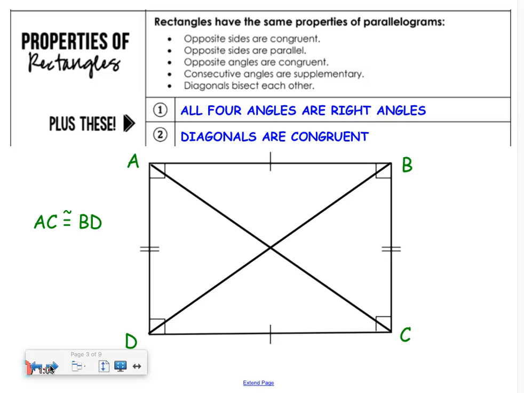All 4 angles are right angles, so those corner angles are 90 degrees. And now not only do the diagonals bisect each other, but they're congruent, at the exact same length. So in our example here, AC is congruent to BD. Today we're just going to use these properties to find missing sides and angles. That's kind of the name of the game today.